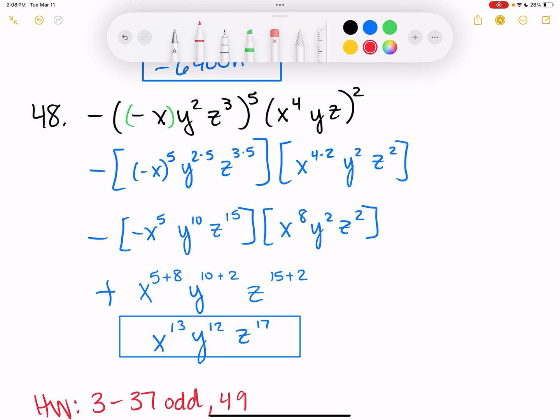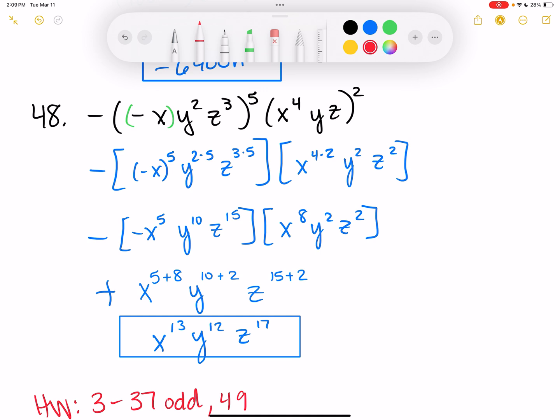Listen. I'm going to talk through it really quick. All right, this negative outside, I brought it down with me. I treated this negative x as one whole unit, okay? So it's negative x to the 5th. Then I've got that 5 times 2, so y to the 5 times 2, z to the 3 times 5. Then in the next one, x to the 4 times 2, y to the 2, z to the 2, okay? Now, that negative out front followed me down. A negative value, okay, so negative x raised to the 5th, that stays negative. So it's negative x to the 5th, y to the 10, z to the 15, and the other one, x to the 8, and then the y squared, z squared just came down.